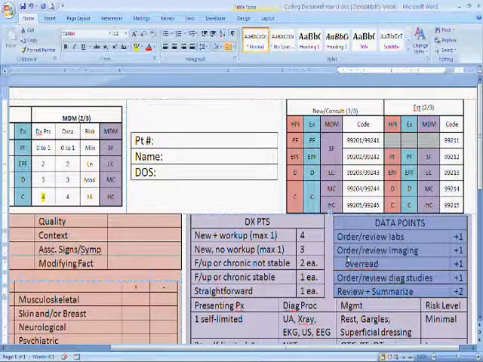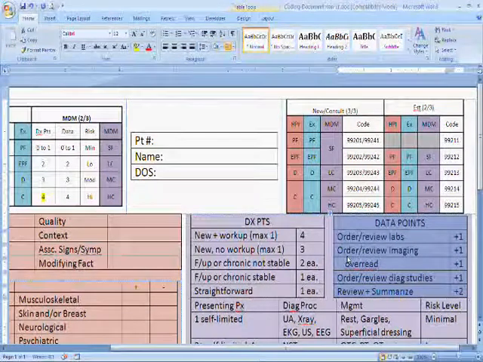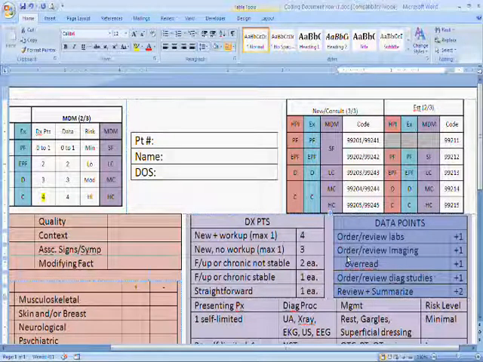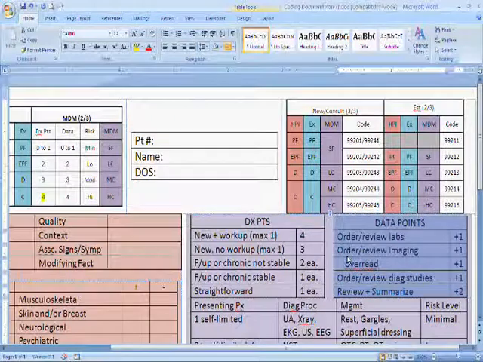So data points. The idea here is that the physician gets credit for data that he has either generated and or reviewed. The reason that it doesn't play a huge part in the determination of the code in family practice in particular is that, let's say that you order 16 labs on a patient, you still only get one data point.